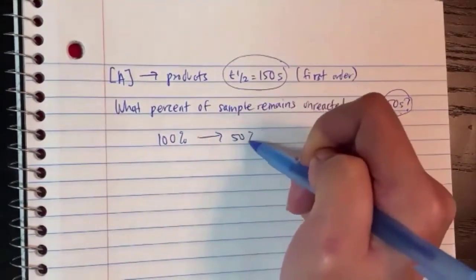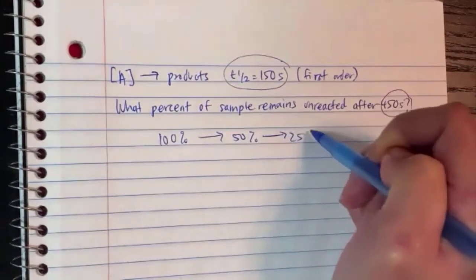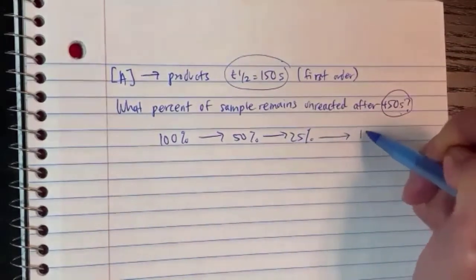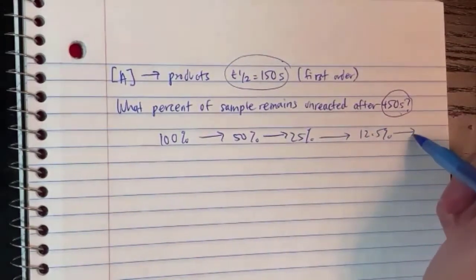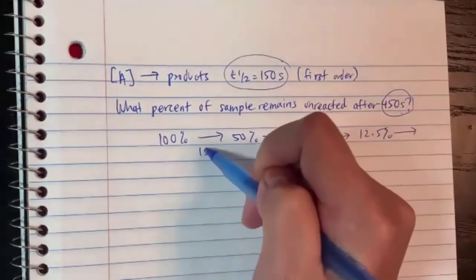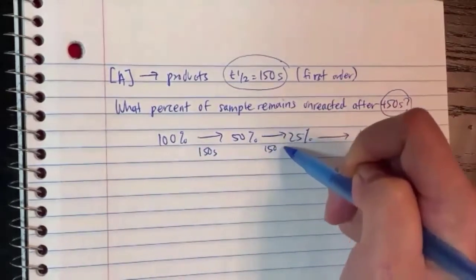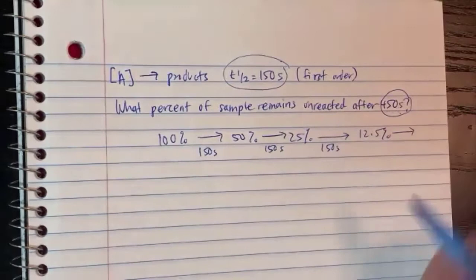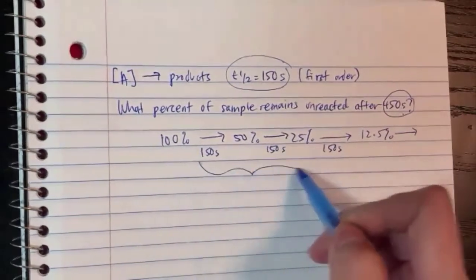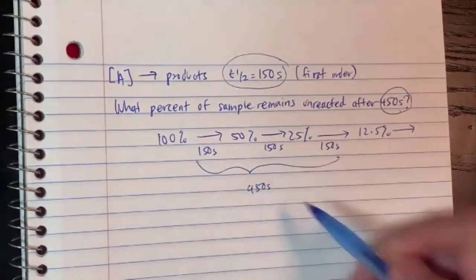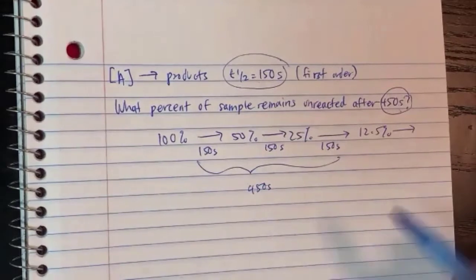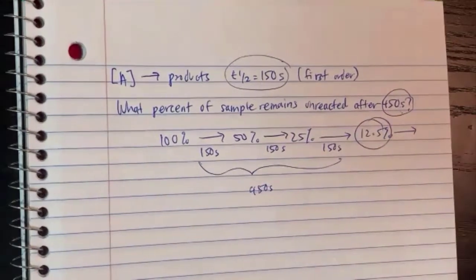100% goes to 50%, goes to 25%. Remember we were doing this? And then goes to 12.5%, and then you can keep going. But this is 150 seconds. This is another 150 seconds. This is another 150 seconds. And that total here is 450 seconds. You see that? So, well, that's your answer.